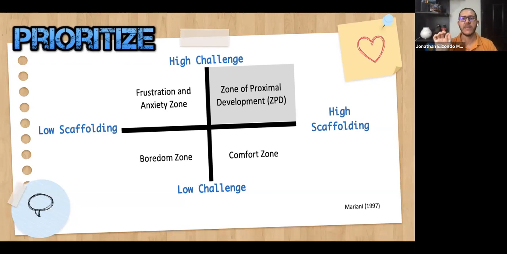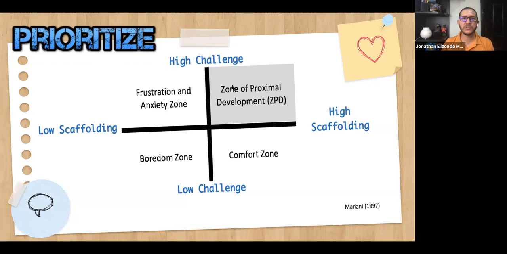If the challenge is high and the scaffolding is high, we're going to be successful. We're not going to get comfortable, we're not going to get bored, and we're not going to get frustrated, which are some of the feelings you mentioned at the beginning of today's presentation, okay?